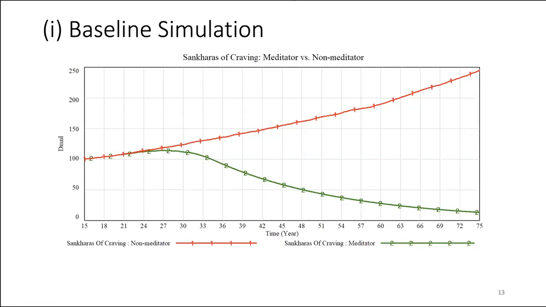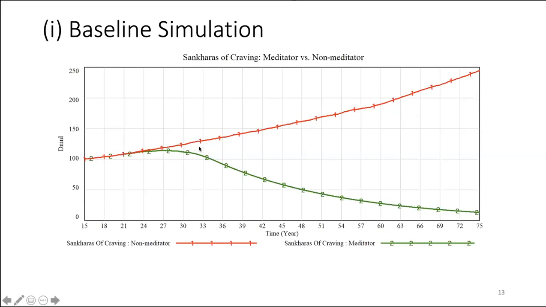And this shows, unsurprisingly, that over time, if the person is unable to remain equanimous to pleasant sensations, then they tend to build up sankharas of craving for more and more of these pleasant sensations. And this builds up consistently. It looks a bit linear, but in fact, it is a very slow exponential increase.